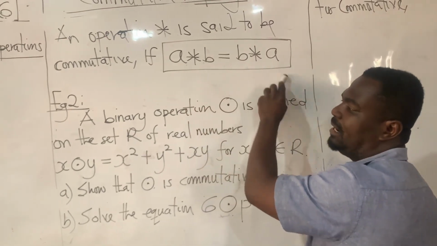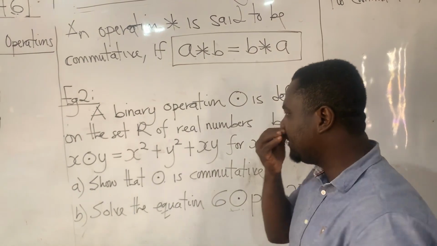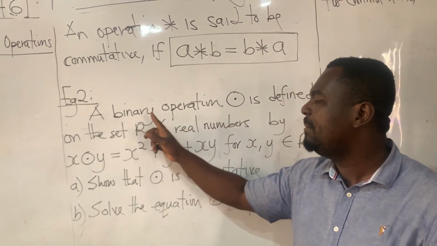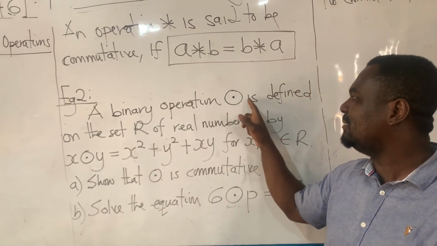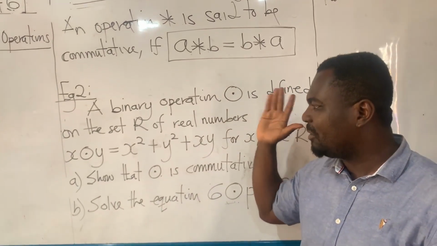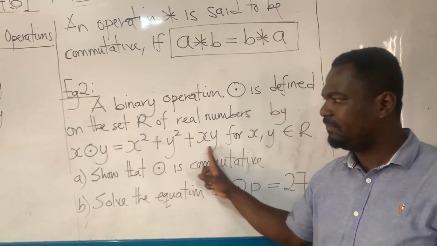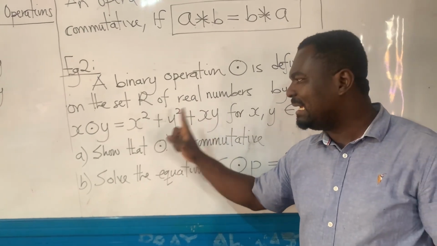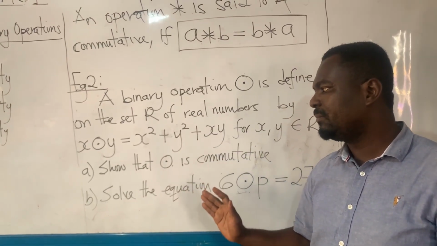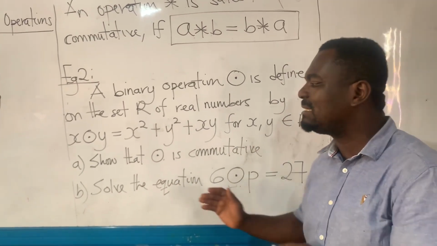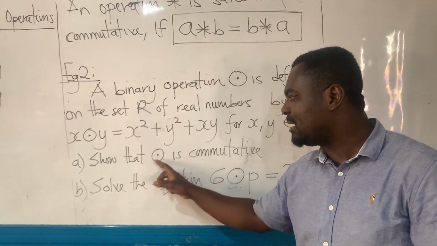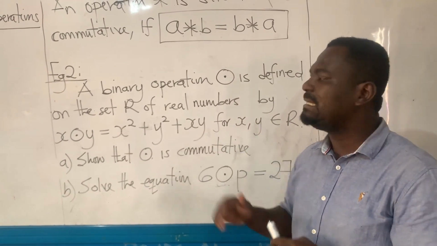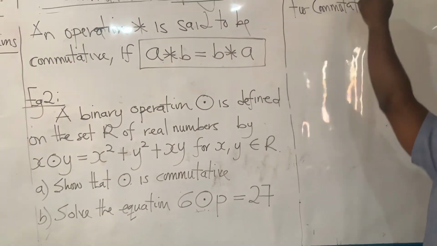A star B equal to B star A. And you are given a simple question. This is not all that simple. Because a binary operation circle has been defined in this way, you are solving this question using this formula. Other than that, you can't handle it. And you are asked in the question to show that circle is commutative.